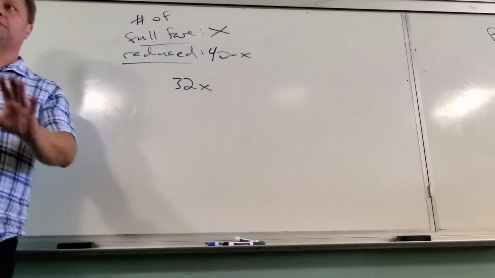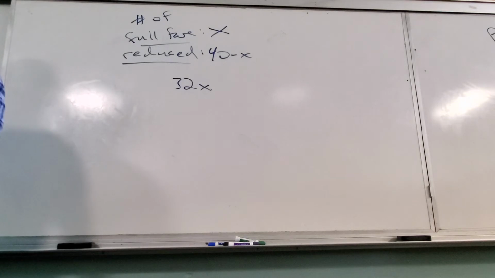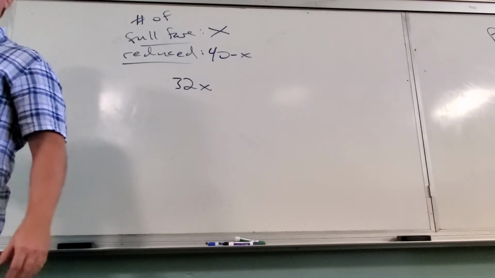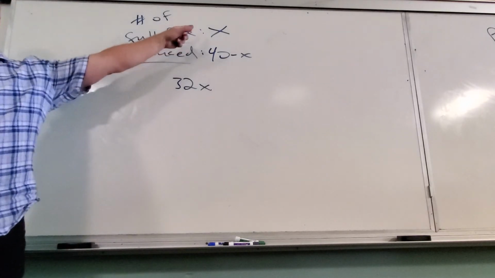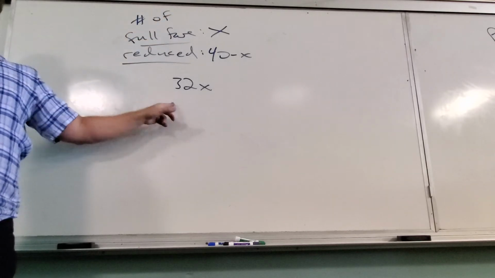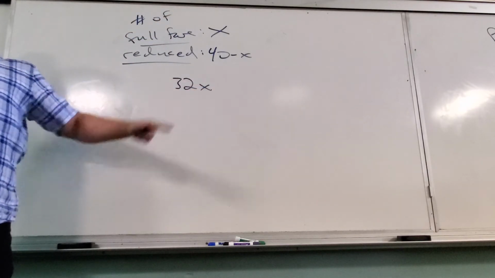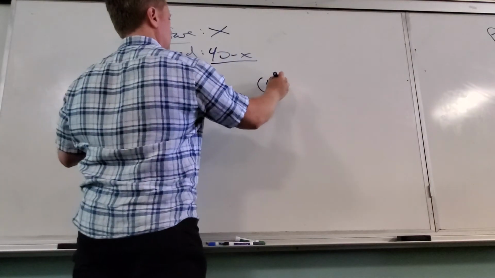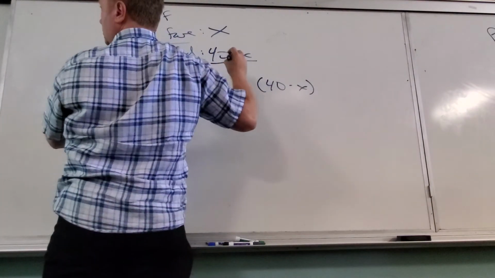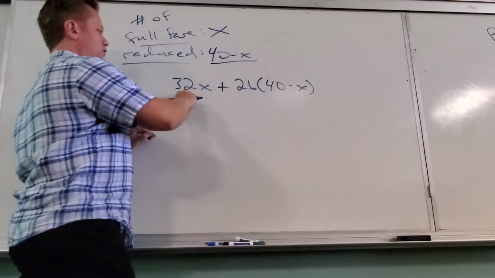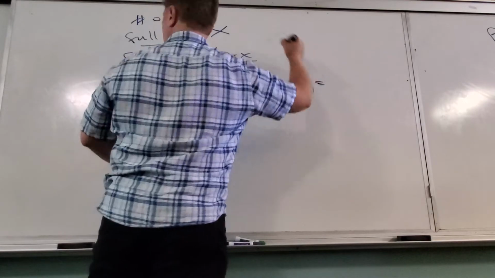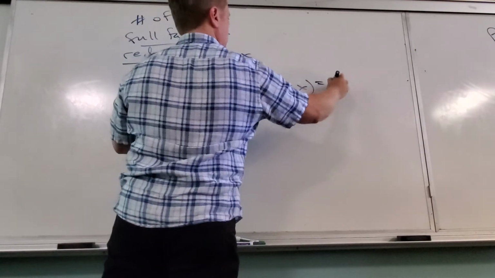We've done that several times today, but just to make sure, if there were 3 full fare, how much money would I make off of them? 32 times 3. Well, I do know how many there were. There were x of them. So how much money did I make from them? 32 times x, 32 per each one. Plus, how much did I make for each of these guys? What was it, sorry? 26? So 32 for each of these, plus 26 for each of these, would give me 1196.